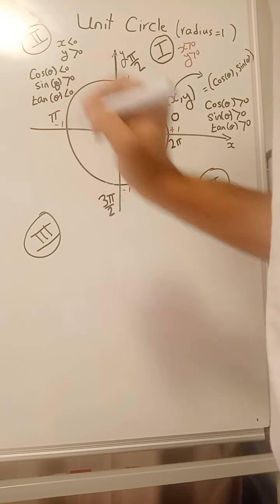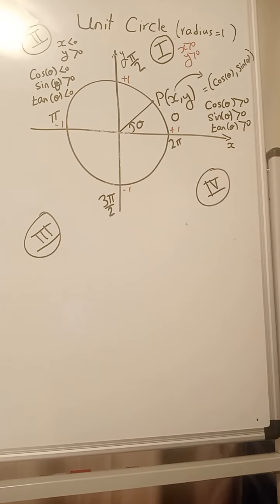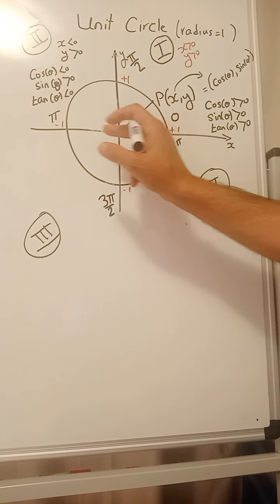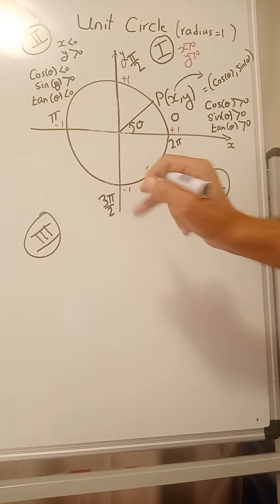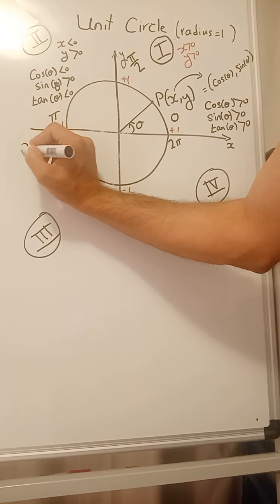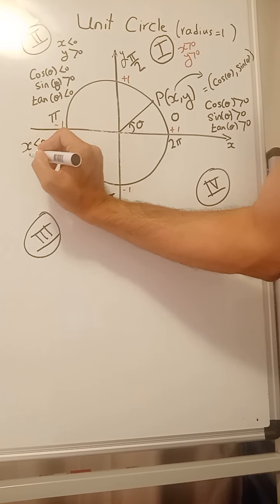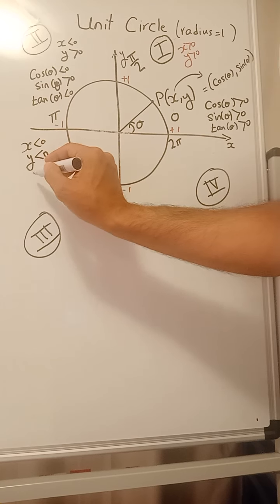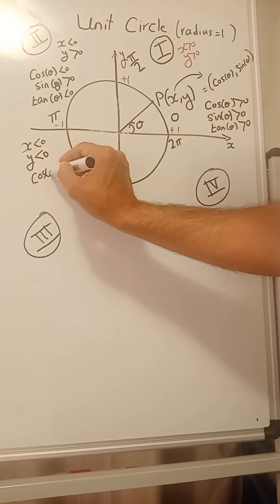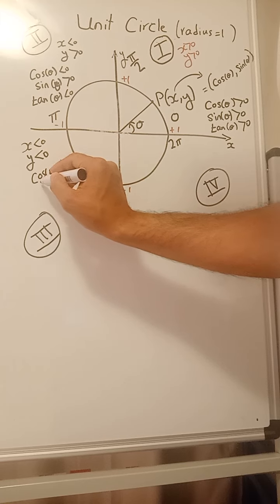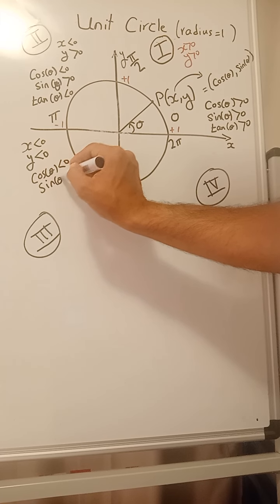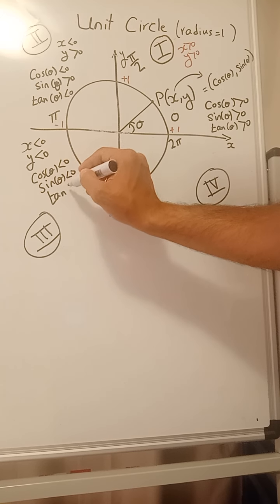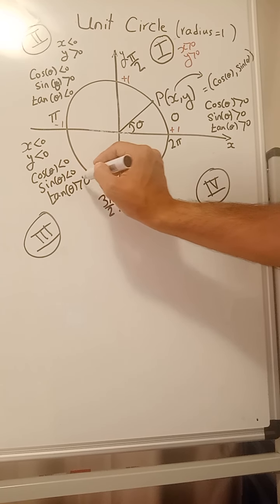So tan of theta here is negative. Okay? Now in the third quadrant, both the x-axis and the y-axis are negative. So the x here is negative and the y here is negative. So you have cos is negative, sine of theta is negative. That means tan of theta will be negative over negative. That means it will be positive.